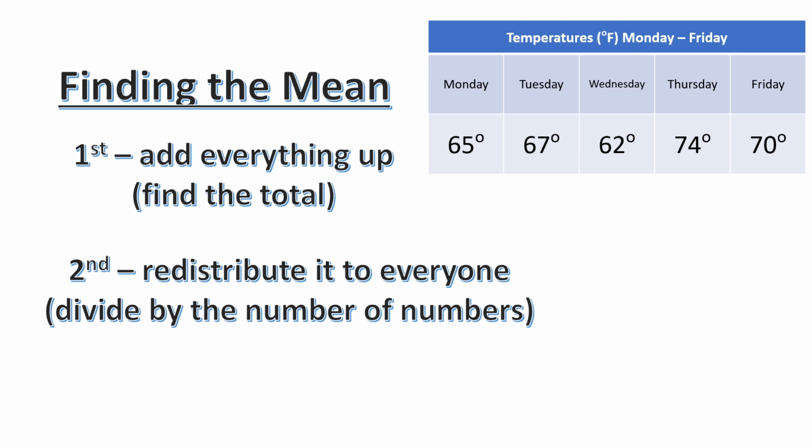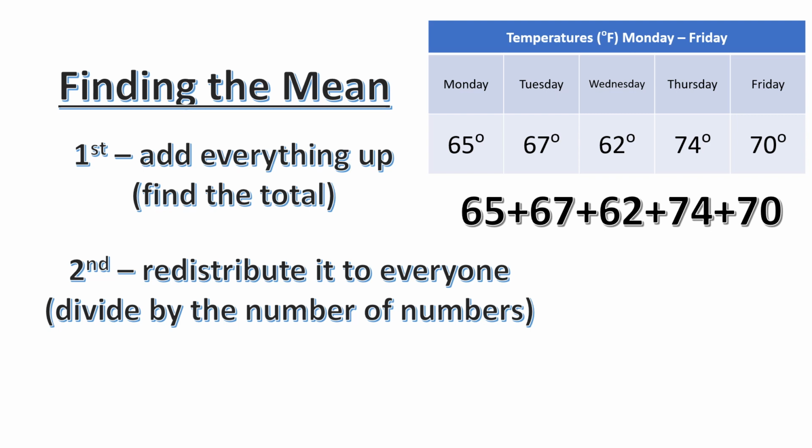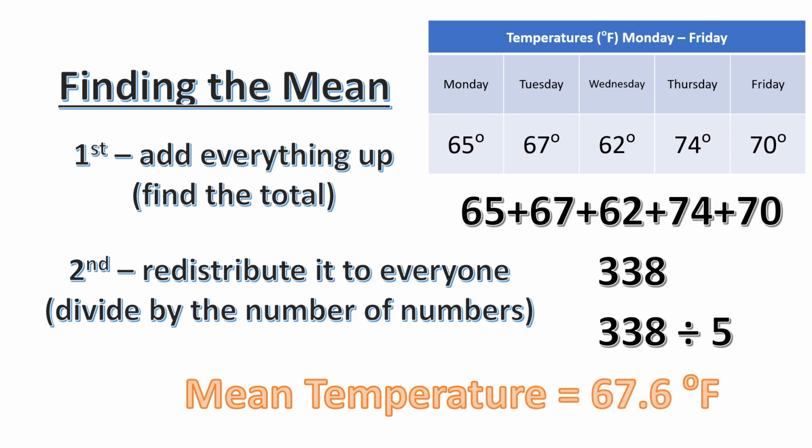Well, again, if we think about those 2 steps, we have to first add everything together. So we add up all of the temperatures to get a total amount of degrees, right? Which is 338 total degrees for the whole week. And then we're going to redistribute those 338 to the 5 days. So we're going to divide it by, we counted 1, 2, 3, 4, 5 numbers. So we're going to divide by 5 this time to redistribute it across 5 days. And what we get is the mean temperature is 67.6 degrees Fahrenheit.